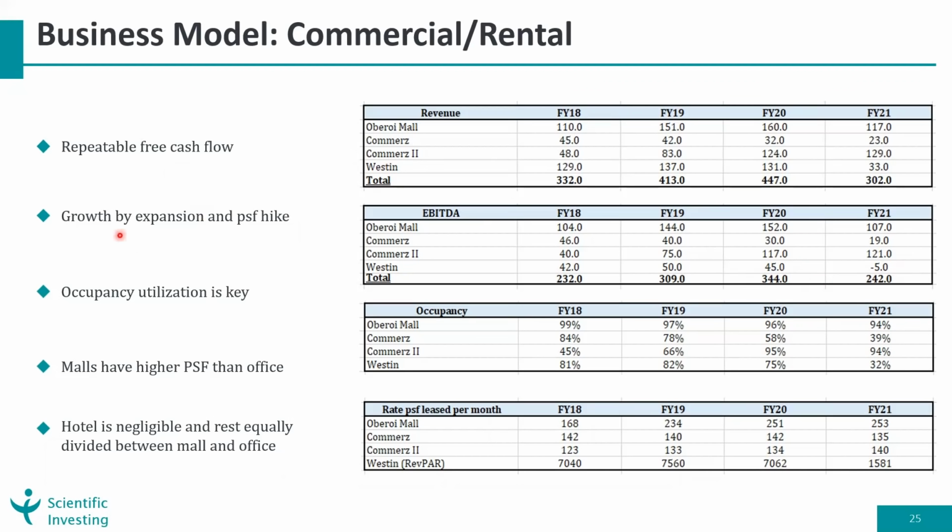The growth has come by two things, either by expansion or by per square foot hike. In the retail mall business, the growth has come from PSF hike. In the commercial office space business, the growth has come more by expansion, by getting into Commerce 2, which was the new property. The other noteworthy thing is malls have high PSF, per square foot, than office, almost double than the office. And hotel is a negligible share of business, and the revenue and the profit is more equally divided between the mall business and the overall office space business.